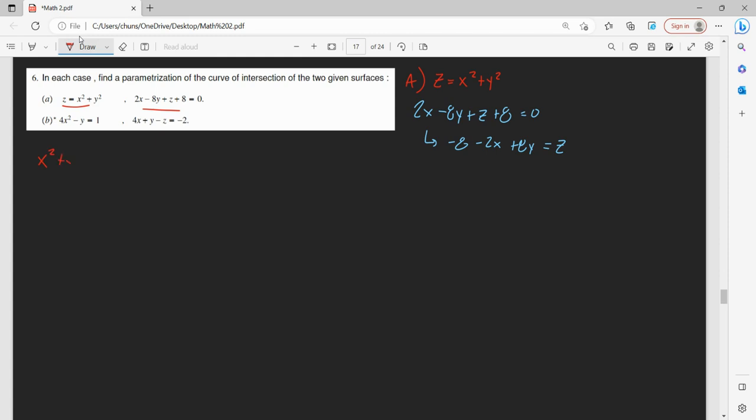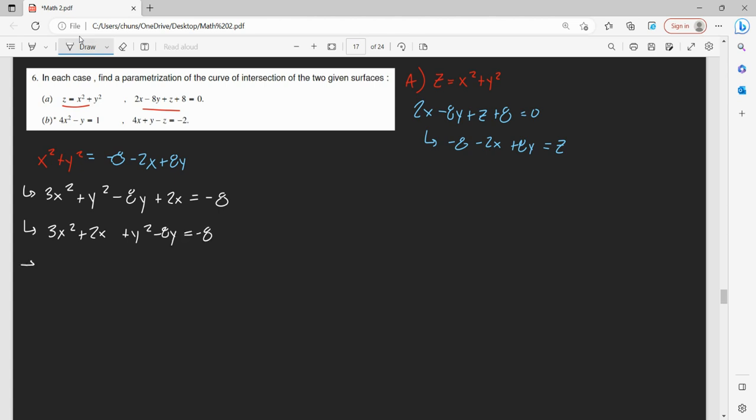So then this is x squared plus y squared equals -8 minus 2x plus 8y. Let's move some stuff around. So that's x squared plus y squared minus 8y and then plus 2x equals negative 8. And let's group our x and y terms so that they're closer together. And we're going to need to complete the square for this.